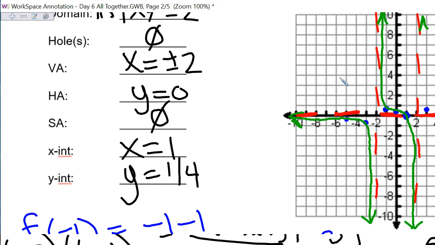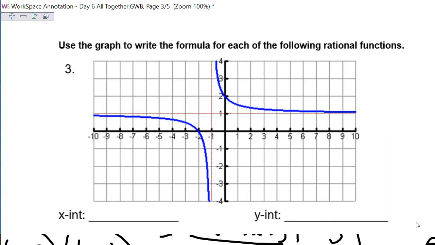Now, the last 3 questions, and you will have some like this on your test, as well as on your assignment today. Now we're going backwards. Now we're given the graph, and we have to come up with a functional equation. The first thing we need to do is fill in the requested information. The first one is the x-intercept. The x-intercept is -2, so x equals -2. What is the y-intercept? Positive 2.